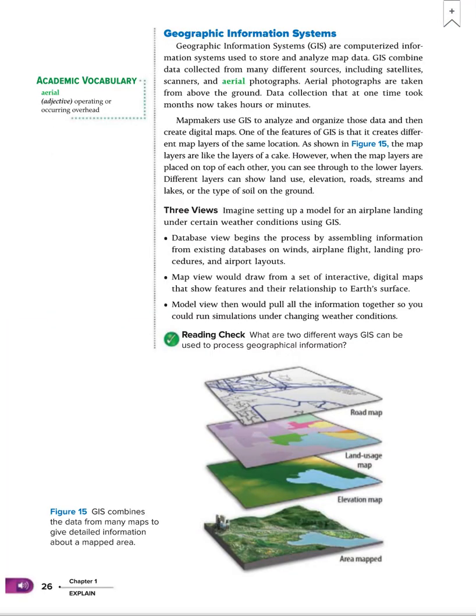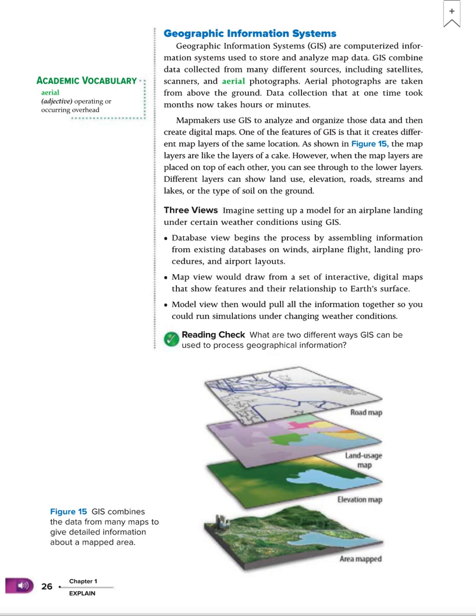So Geographic Information Systems, GIS, are computerized information systems used to store and analyze map data. GIS combine data collected from many different sources, including satellite scanners and aerial photographs. Aerial photographs are taken from above the ground, and data collection that at one time took months now only takes hours or sometimes minutes. Map makers use GIS to analyze and organize those data and then create digital maps.